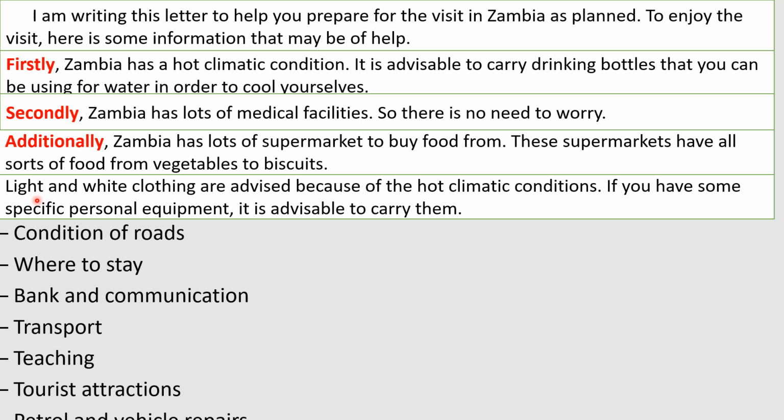It shows some sequence. Someone will be able to pick it up. Okay? Light and white. So, of course, I thought, okay, since it's hot, people in hot weather are advised to wear white. Me, I understand that because I did my science very well. So light and white clothing, light means not heavy. Okay, light and white clothing are advised because of the hot climatic conditions.